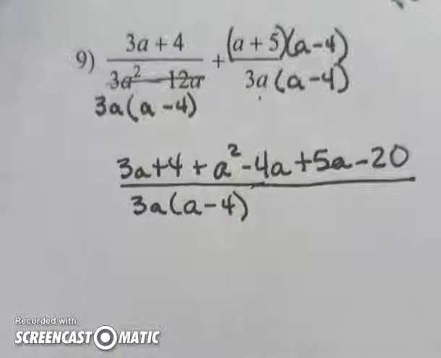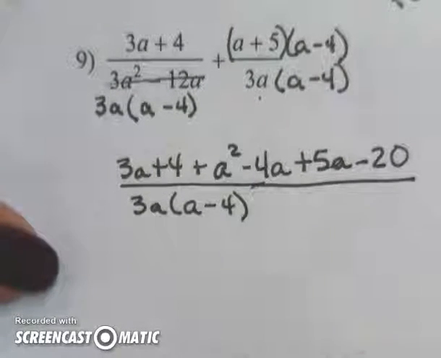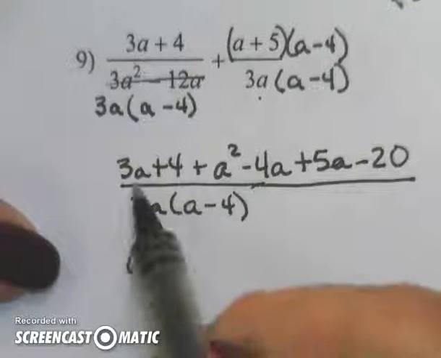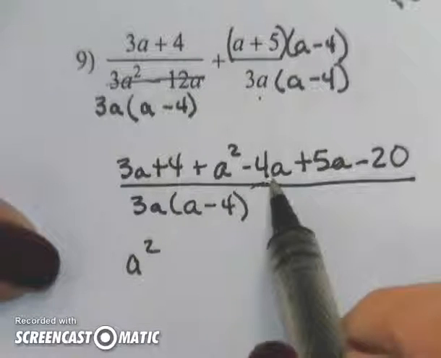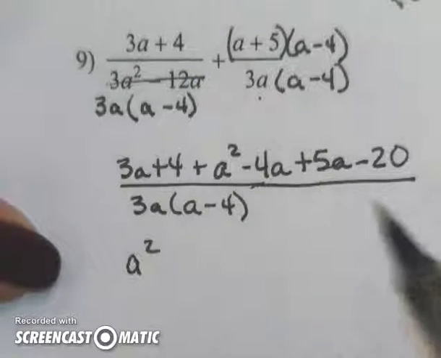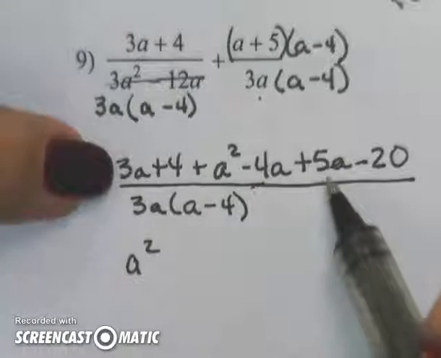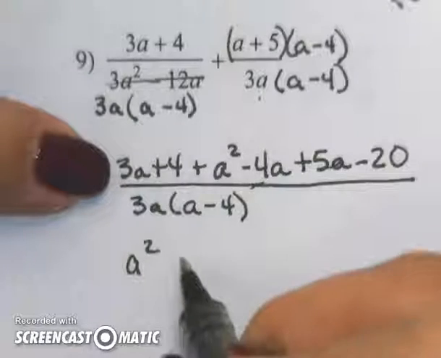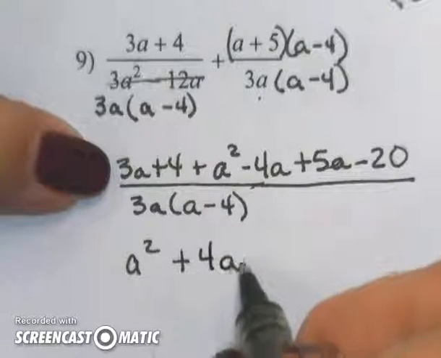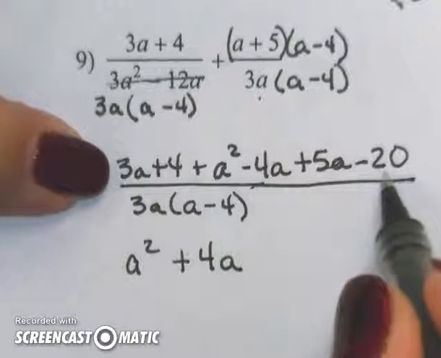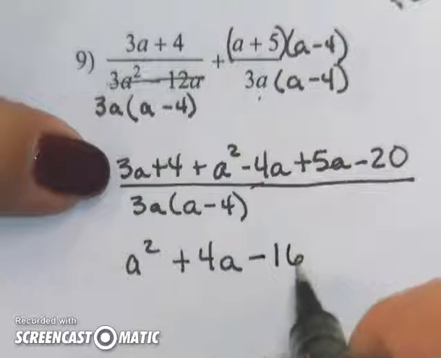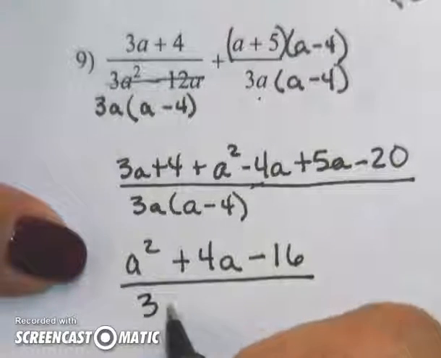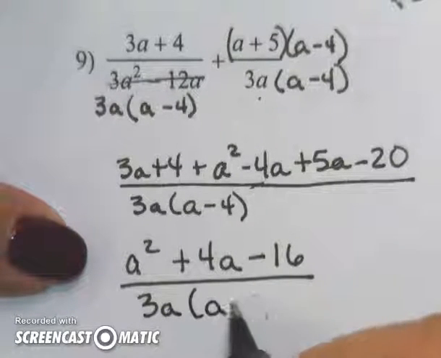I see I have some like terms that I need to combine, so I'm going to do that. I have just the a squared there. I have 3a minus 4a plus 5a. I'm going to add my positives first. 3a and 5a is 8a, minus 4a is 4a. 4 and negative 20 is negative 16. And on the bottom, 3a times a minus 4.